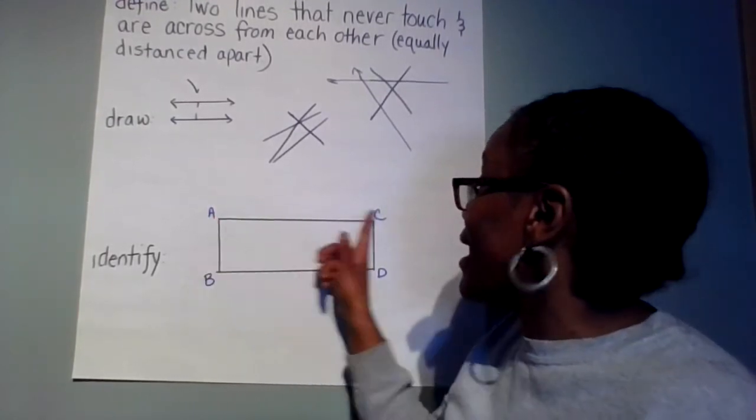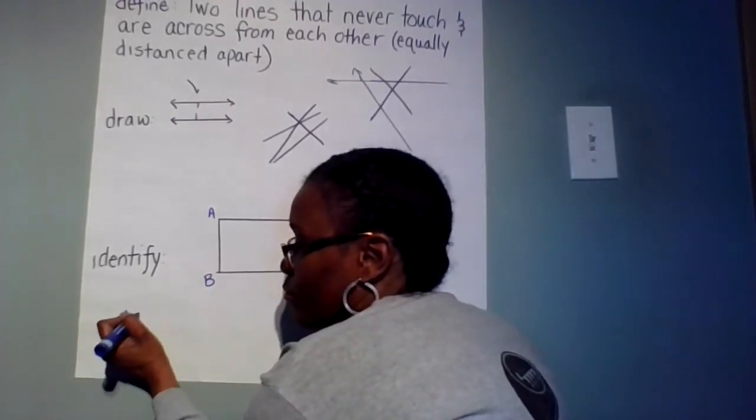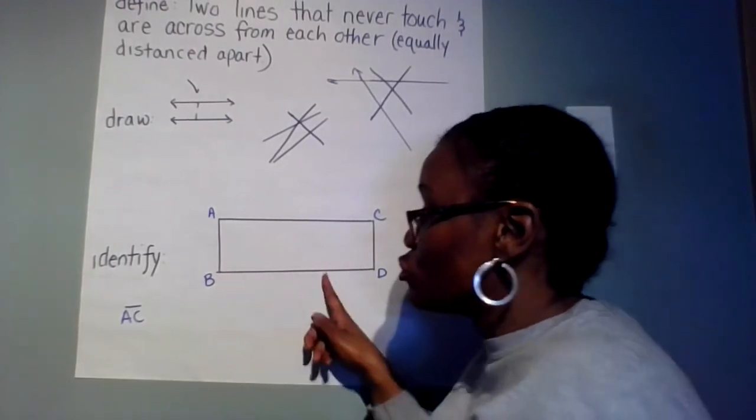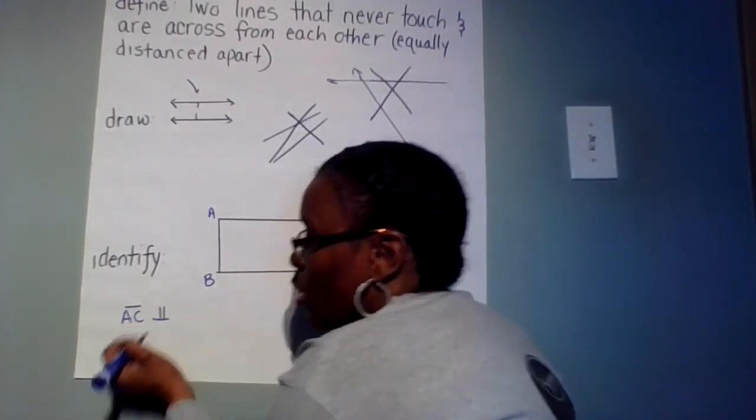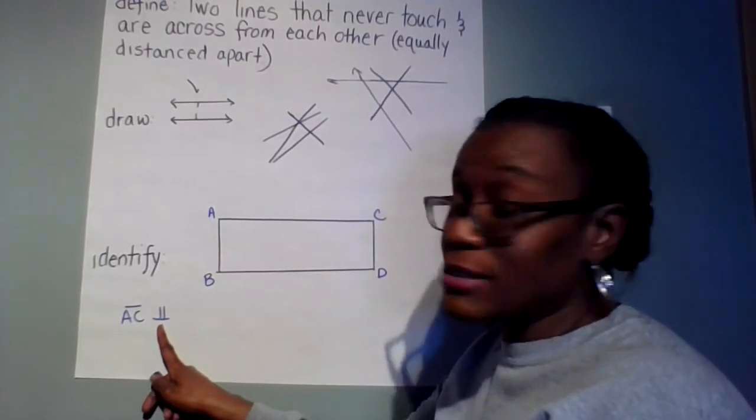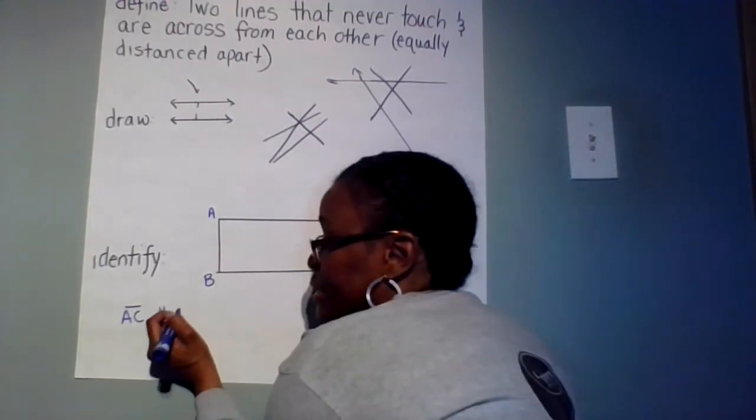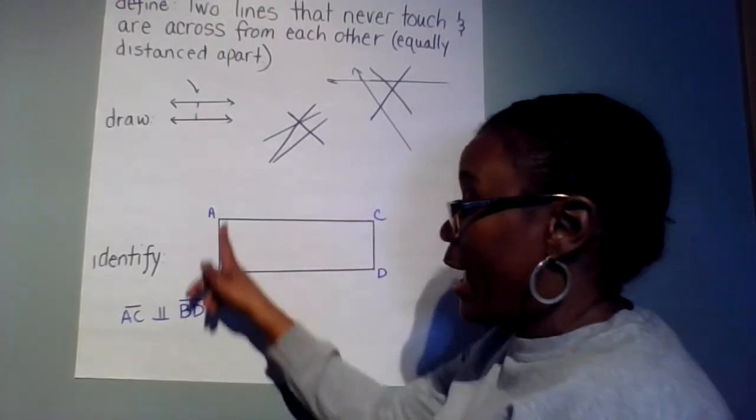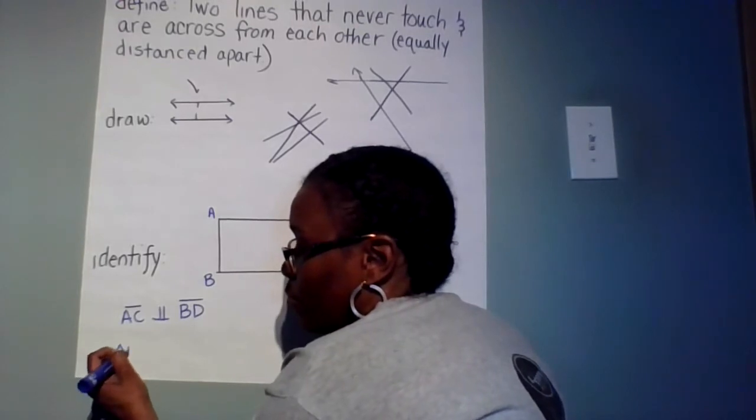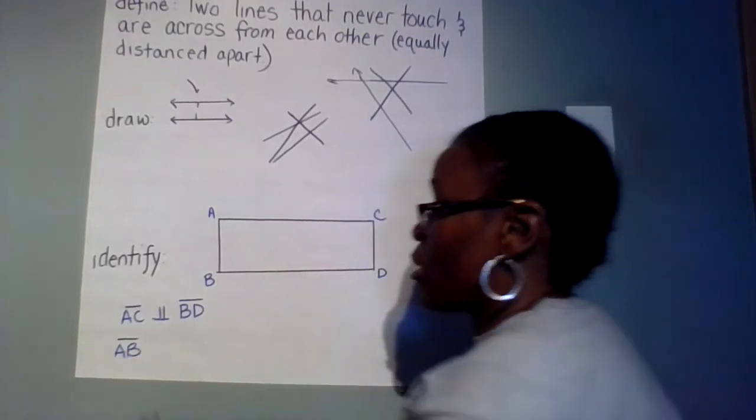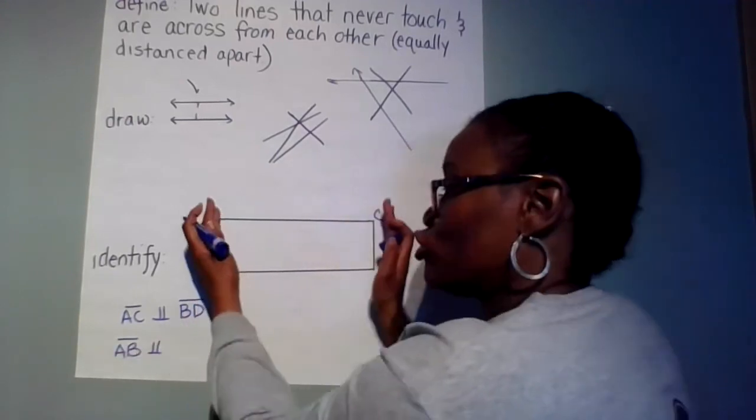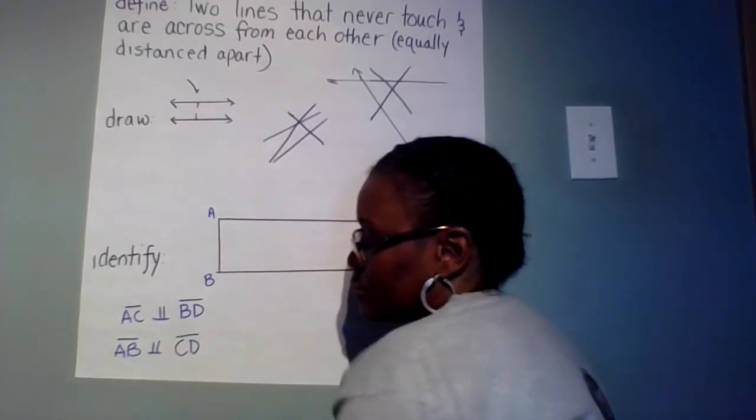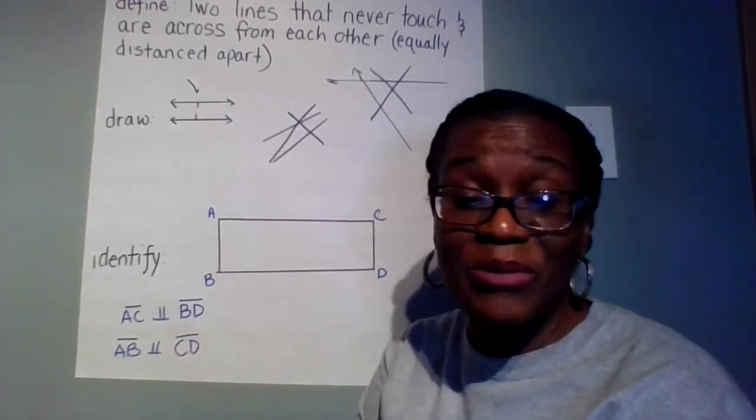So scholars, when you are identifying or writing out your parallel lines, we're going to first identify our first line, AC. Put a line on top. It is parallel to, and we draw parallel by making that symbol, BD. Also, AB is parallel to or straight across from line CD. It's just that simple, scholars.